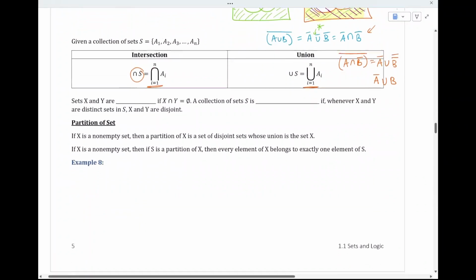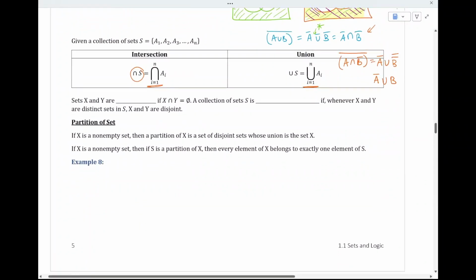Okay, next up, sets X and Y are disjoint if X intersect Y is the empty set. Disjoint, so they don't have anything in common. So if I'm looking at a picture, here's A, here's B, their intersection is empty. So there's no overlapping anywhere. A and B are completely separate sets. Those 2 sets are considered disjoint.